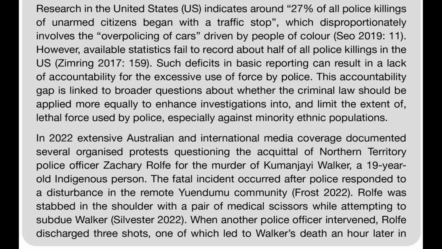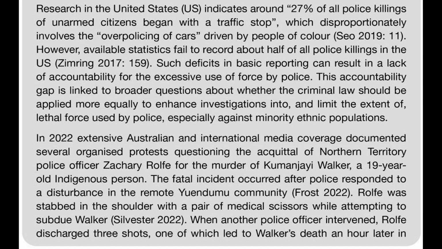159. Such deficits in basic reporting can result in a lack of accountability for the excessive use of force by police. This accountability gap is linked to broader questions about whether the criminal law should be applied more equally to enhance investigations into, and limit the extent of, lethal force used by police, especially against minority ethnic populations.